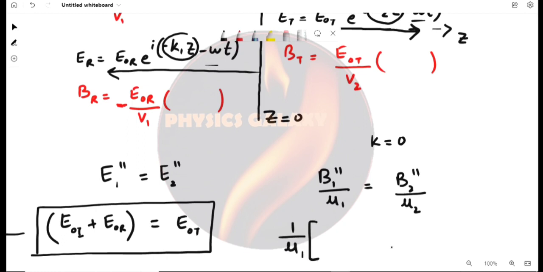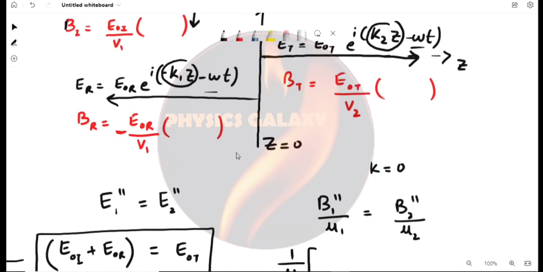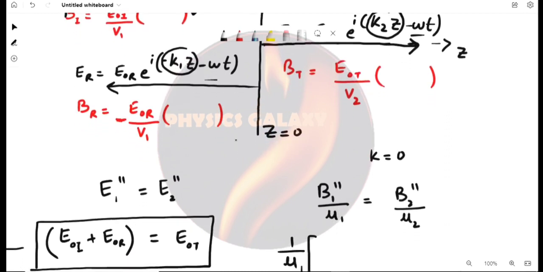V1, we have to write two parts: the incident magnetic field amplitude and the reflected magnetic field amplitude. So the incident magnetic field amplitude is 1 by mu1 E naught I by V1, and the reflected magnetic field amplitude is this one. There is a minus sign, so I'll write minus E naught R by V1.